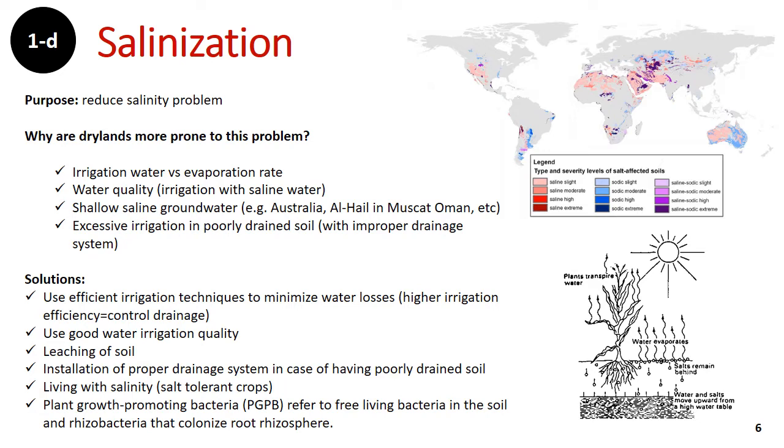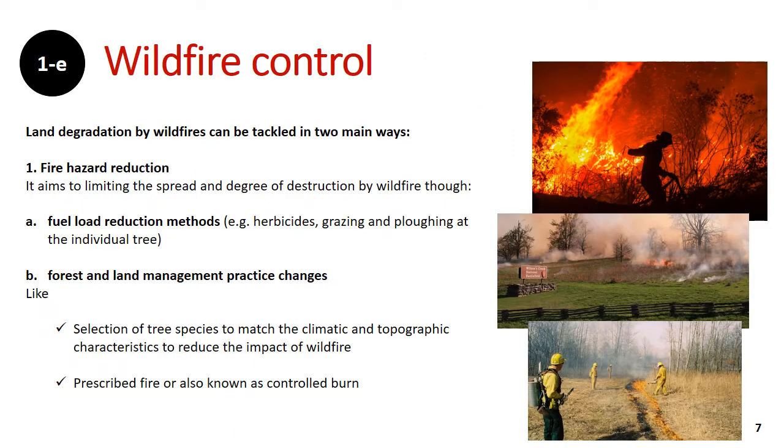In some situations, scientists are now showing success in using plant growth promoting bacteria, which are basically bacteria that help the plant to survive the saline condition. They create a mutual symbiosis relationship, by which the bacteria can help the plants to extract and use the water, while the plants support them with the food that they need. So these kinds of things.